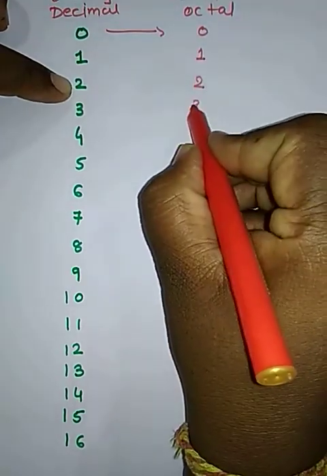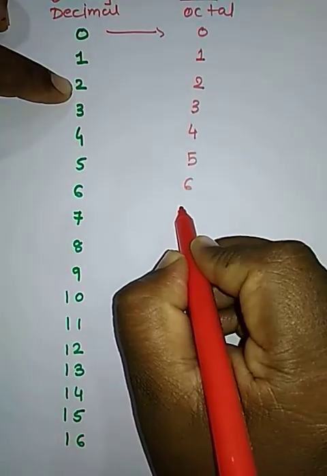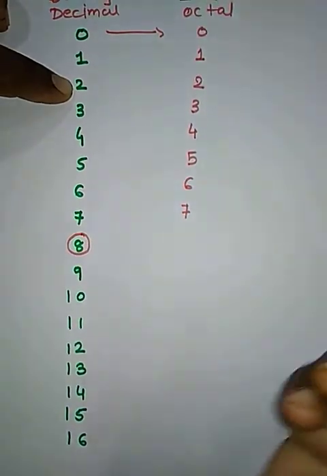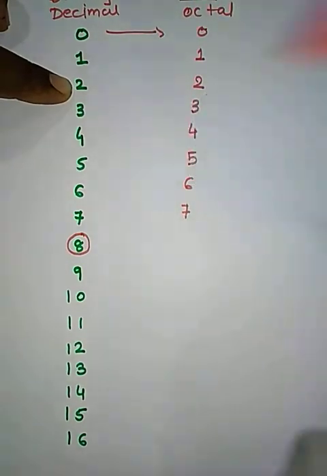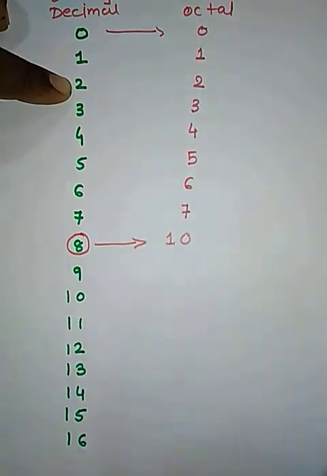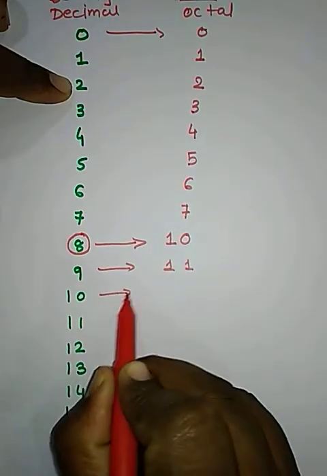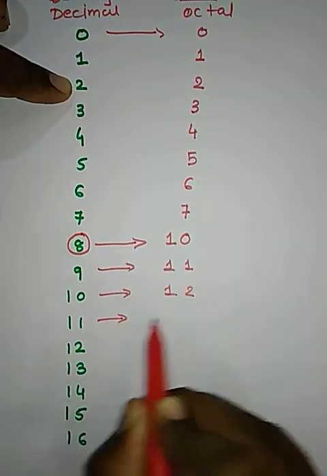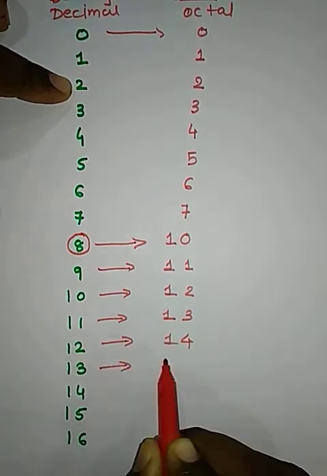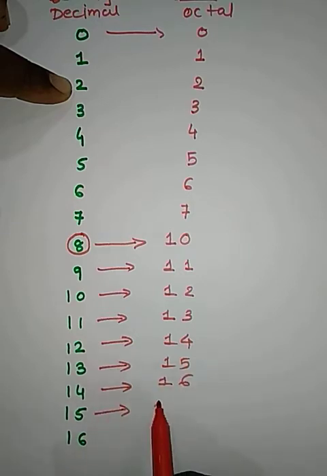The octal of 0 is 0, octal of 1 is 1, octal of 2 is 2, 3 is 3, 4 is 4, 5 is 5, 6 is 6, 7 is 7. Now this number is not covered in octal. We have to use only 0 to 7. So first, what is the octal of 8? It's 10. Then 9 is 11, 12, 13, 14, 15, 16, 17.